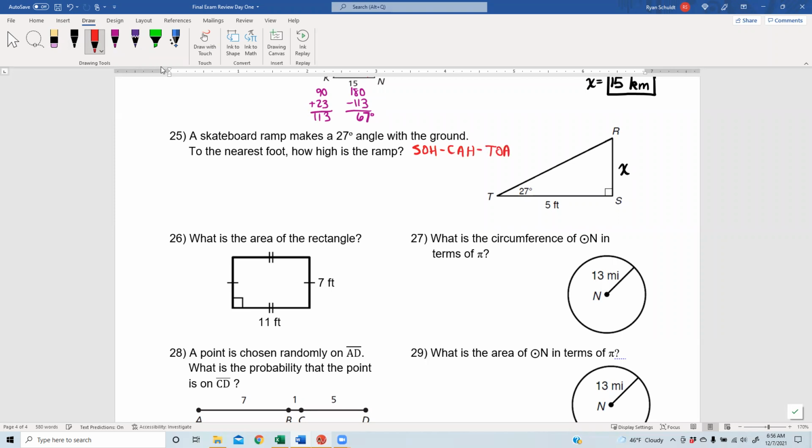From the angle they give us, the side we want is opposite. The side they give us, this 5 right here, is adjacent. It's next to it. Which one uses opposite and adjacent? Tangent. That's what the O and A stand for. So the tangent of 27 degrees is equal to x over 5.